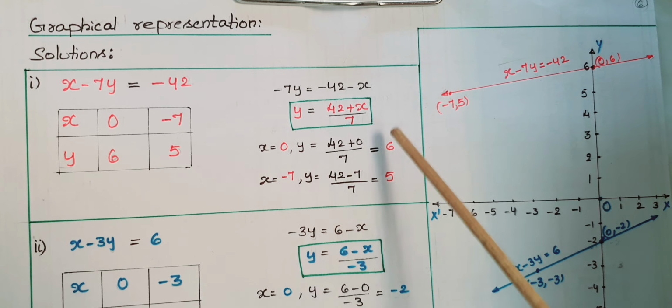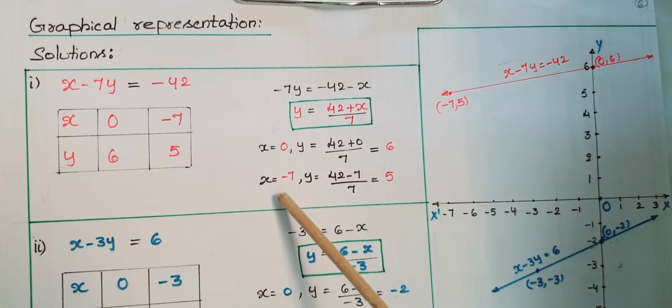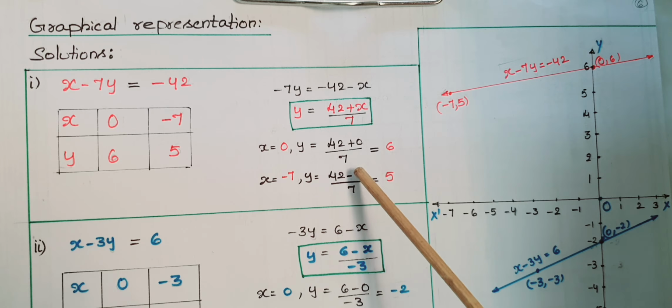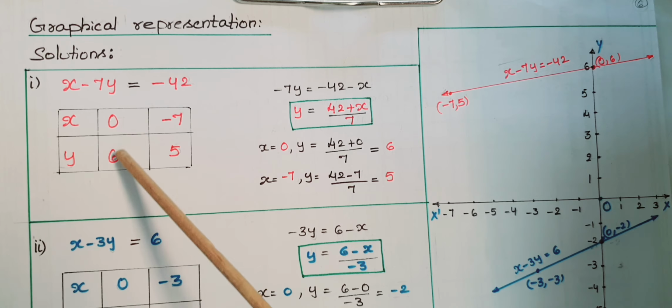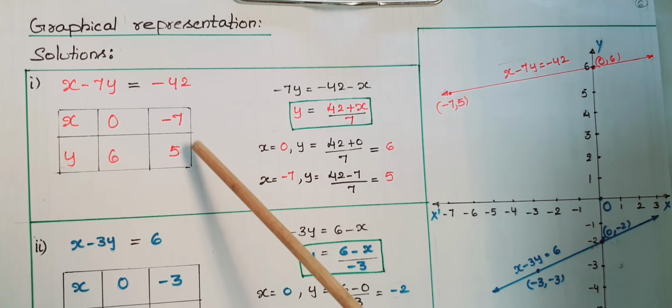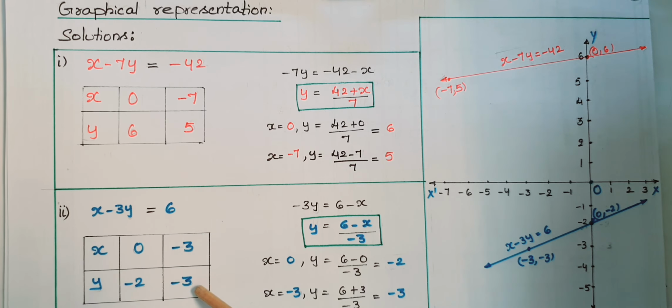So here, x is equal to 0, then 42 is divisible by 7, so the y value is 6. And if x is equal to minus 7, then 42 minus 7, that is 35, is also divisible by 7. So the coordinates here are (0, 6) and (minus 7, 5). Next equation is x minus 3y is equal to 6. If x is equal to 0, then y is equal to 6 by minus 3, that is minus 2. And if x is equal to minus 3, then y is equal to (6 minus of minus 3) by minus 3, that is 6 plus 3 by minus 3, which is equal to minus 3. So the coordinates here are (0, minus 2) and (minus 3, minus 3).